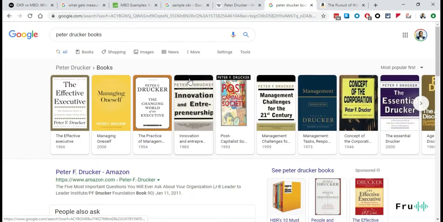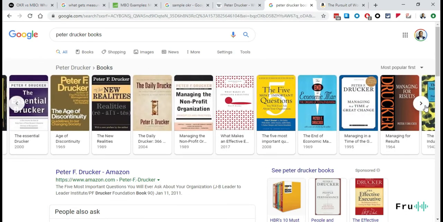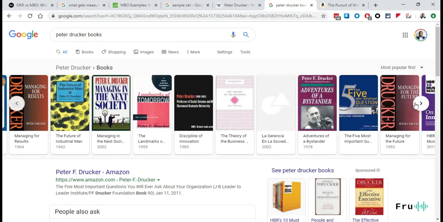But let's just look at his books, guys. There's a lot of books, right? So if you have anything to do with management, Peter Drucker is somebody that you're going to come across sooner or later. Some of his books are The Effective Executive, Managing Oneself, Changing the World of the Executive. There's just a ton of books from Peter Drucker. I highly recommend at least being familiar with him if you're not, or maybe reading some of his books from a management perspective. They're really fascinating.